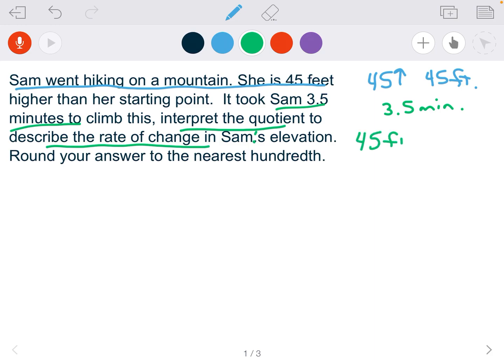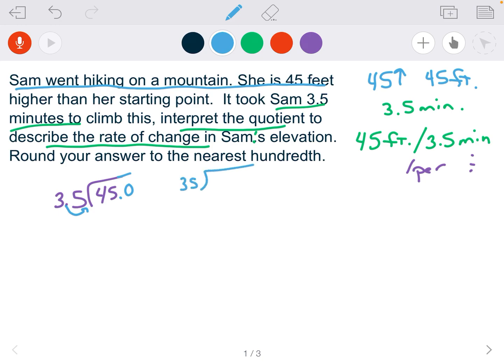So I'm going to take 45 feet and I'm going to divide it by 3.5 minutes. So remember, this also means per. It also means division. So that's your fraction bar. So to do that, I'm going to take my 45 and I'm going to divide it by 3.5. Remember, our divisor has to be a whole number, so I need to move that decimal over. What I do to the divisor, I need to do to the dividend.